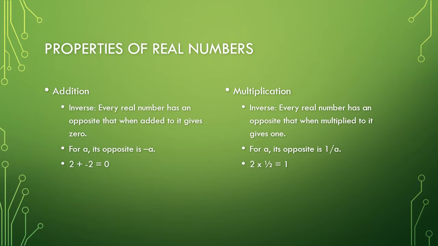When we talk about multiplication, we want two numbers from our real numbers that multiply to give us 1. So if I take any number and turn it into a fraction, its reciprocal, that creates our inverses. 2 times 1/2 is equal to 1. 1/4 times 4 is equal to 1. Those are our inverses for addition and multiplication.